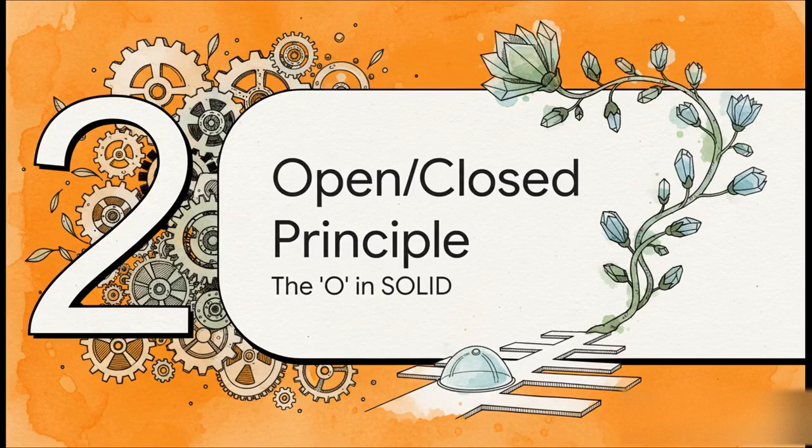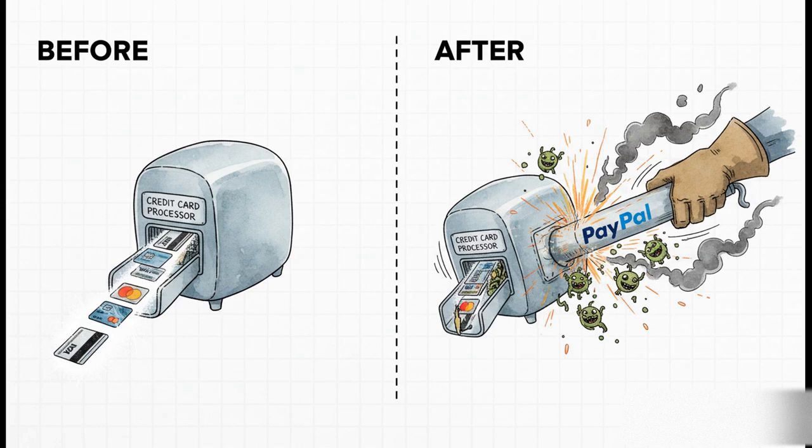Okay, so our classes now each have one job. But what happens when we need to add new features? Well, that brings us right to O, the open-closed principle. This is all about adding new functionality without breaking what's already working. Picture an online store's payment system. It works perfectly for credit cards. It's tested, it's reliable. Now your boss wants to add PayPal.